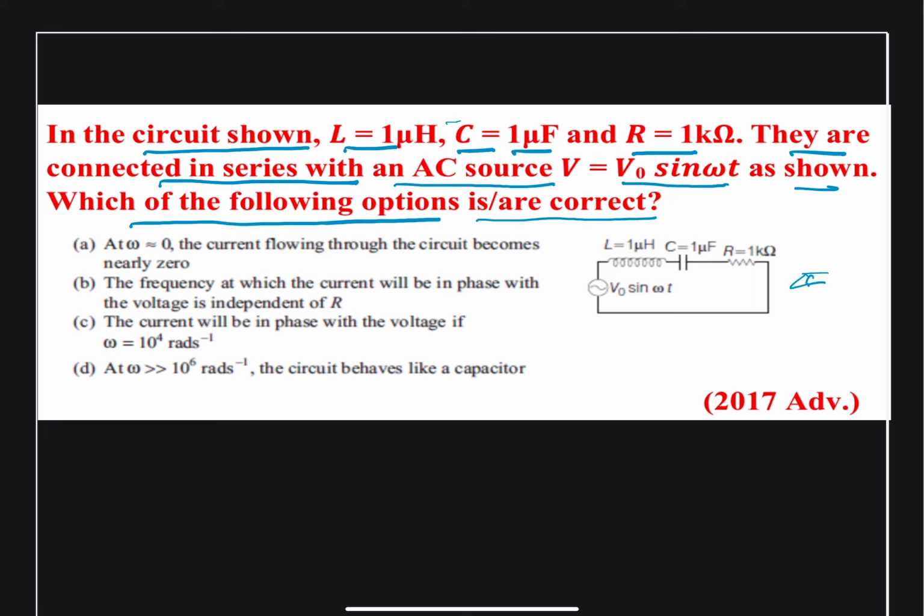And this question came in the 2017 advanced question, and we are going to solve. I think there are 3 questions from 2017 advanced. In the first one, we have to find out which of the following is correct options. There are total 4 options.